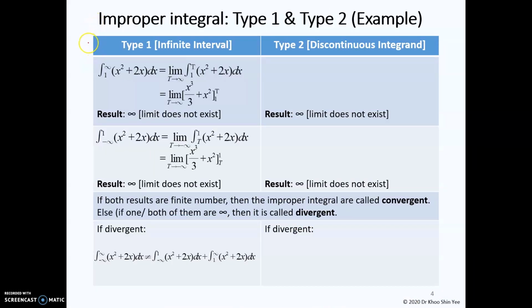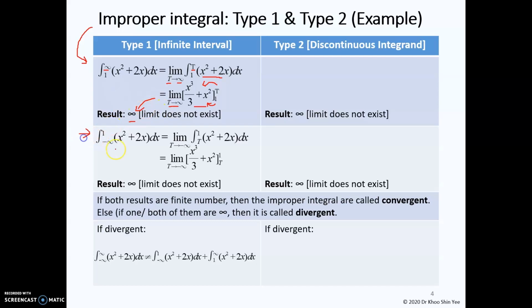Let's see the example to solve the improper integral for type 1 here. You have infinity at the upper limit, therefore you substitute the variable t at the upper limit and take the limit t approaching infinity. So we can solve the integration here to obtain this, and you can substitute the upper limit and lower limit inside and take the limit t approaching infinity. The final result gives you infinity, which means the solution does not exist and it is diverged.